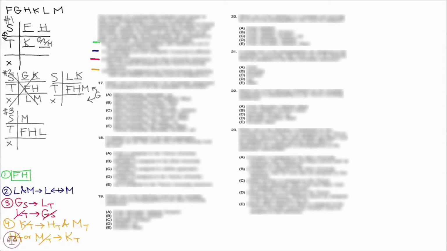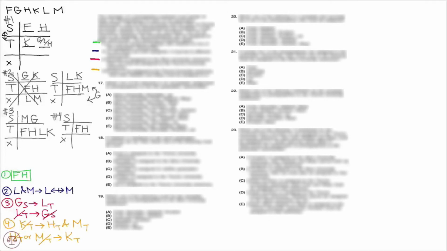Now we have M not in T, so that means K is going to be in T. And so we still need one more in S, and that forces G to be in S. And rule number 3 tells us that when G is in S, L is in T, and that's fine. This rule has been abided by, and we have everyone assigned. And then we have a fourth option of only one of L and M being assigned.